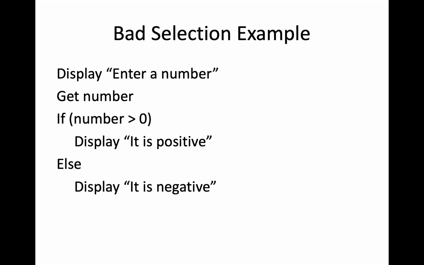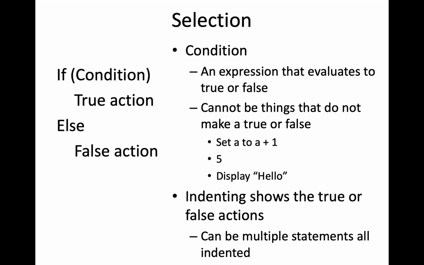Okay, so let's look at the general case of selection. The general case of selection is if condition, and remember condition is an expression that happens to evaluate to either true or false, then there's a true action, which is just a sequence of pseudocode statements, and then there's a false action underneath the else, which is a sequence of pseudocode statements that get executed if the condition isn't true.